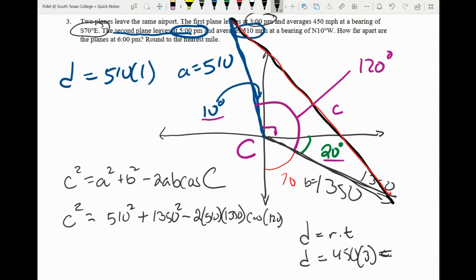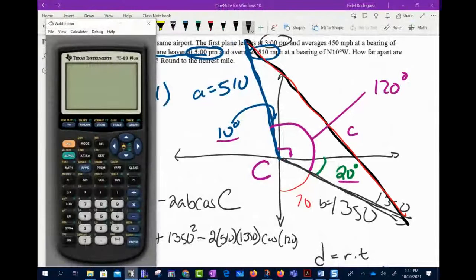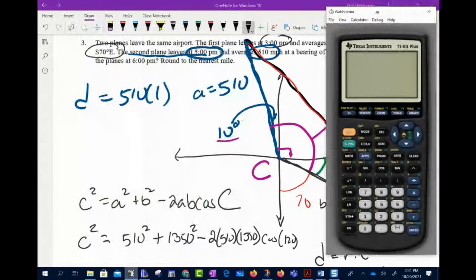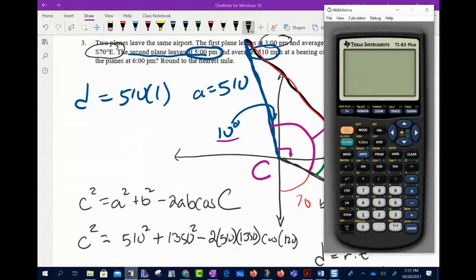Again, all I'm going to do is pull up my calculator. Going to go in right here. Let me move this over to the side so we got some room. Let's turn it on, let's clear it out. And we're going to go a piece at a time. 510 squared plus 1350 squared.